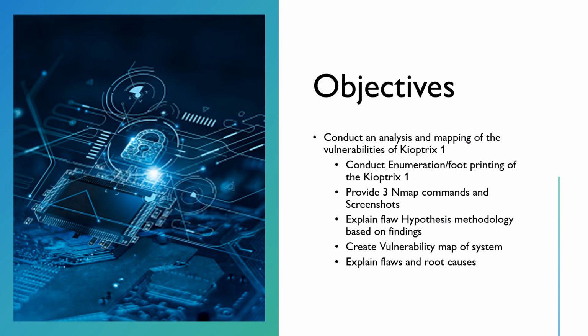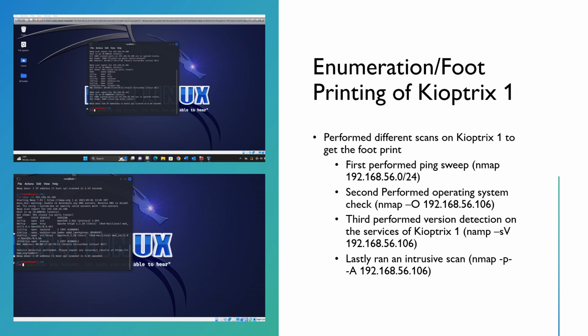The objectives for this project are to conduct analysis and mapping of the vulnerabilities of KeyObjects 1, conduct enumeration footprinting of the KeyObjects 1, provide 3 Nmap commands and screenshots, explain flaw hypothesis methodology based on findings, create a vulnerability map of the system, explain flaws and root causes.